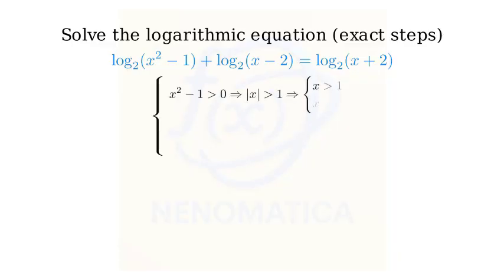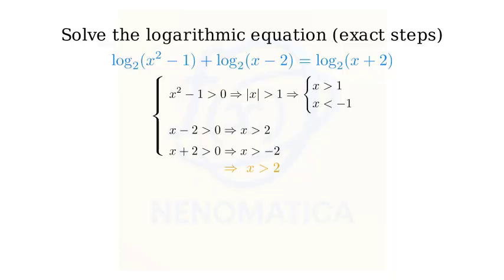From the first, x squared minus 1 greater than 0 implies the absolute value of x greater than 1, so x greater than 1 or x less than negative 1. From the second, x minus 2 greater than 0 gives x greater than 2. From the third, x plus 2 greater than 0 gives x greater than negative 2.